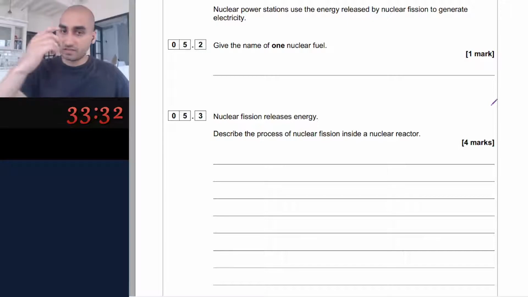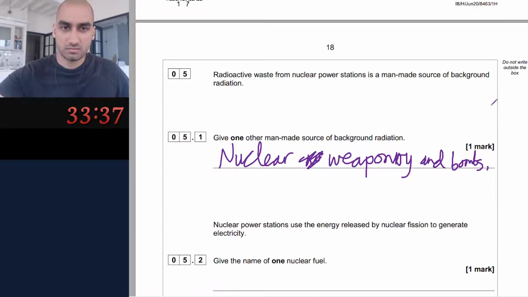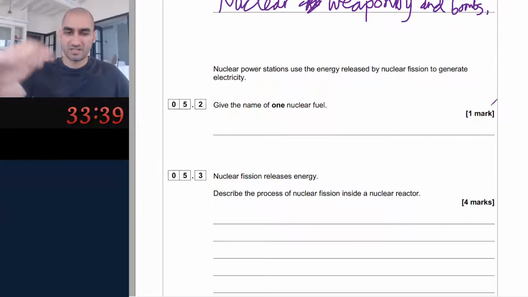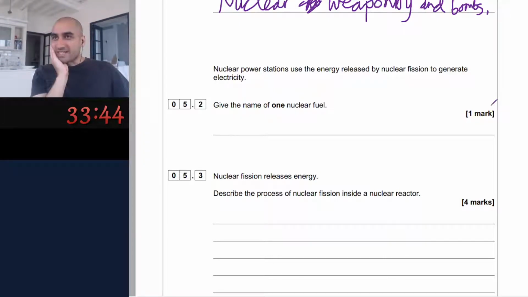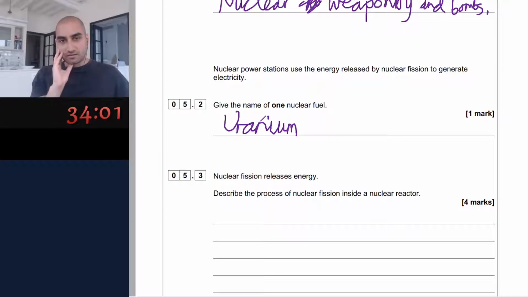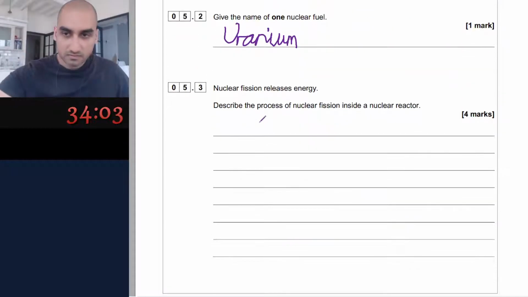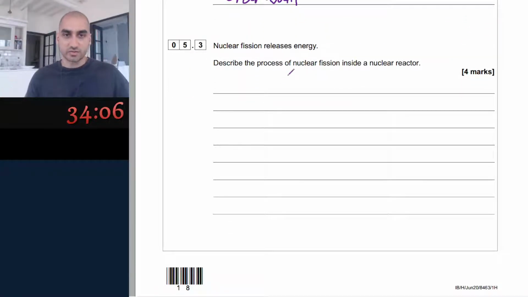It should be correct. Give the name of one nuclear fuel. Fuel? I don't know what is meant by fuel. Uranium? Is that the fuel? I suppose it is. Yeah. It's the product which undergoes a process to produce energy. Uranium 235, 238. I don't know. I'm just quoting stuff I've seen on Factorio.